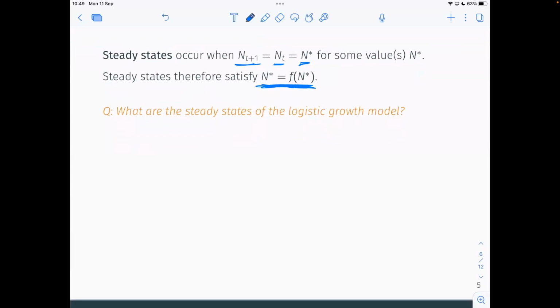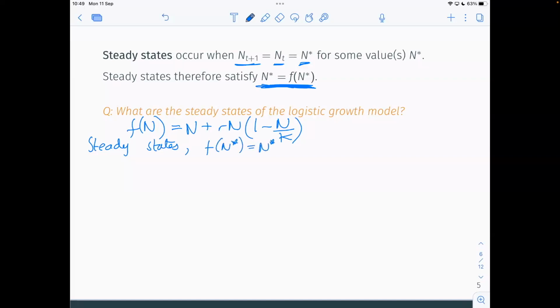Okay, so let's think about what are the steady states of this logistic growth model? So how do we go about solving this? If our little f of n is going to equal everything that we had on the right-hand side, so n plus Rn, that's by 1 minus n over k. And at steady states, f of n star is equal to n star. So that's just the equivalent of, I'll cheat a little bit here and just set this equal to n star, rather than writing it all out again.